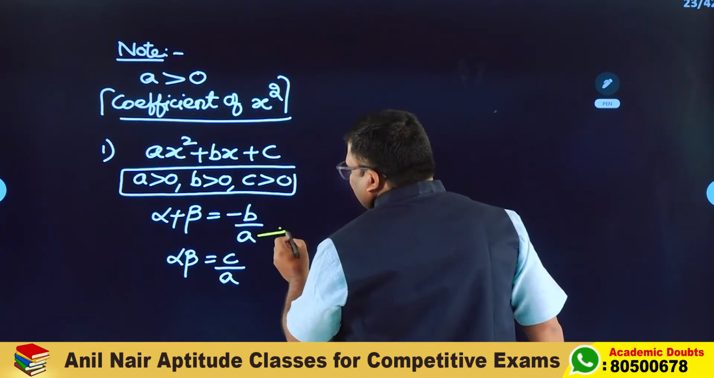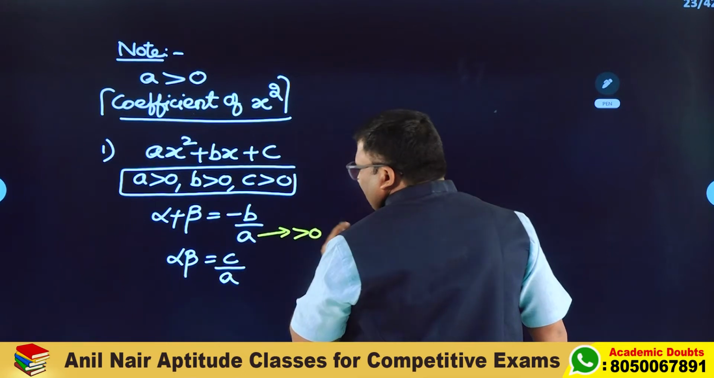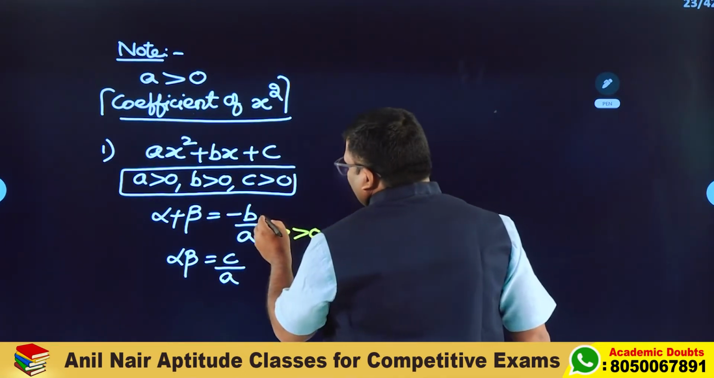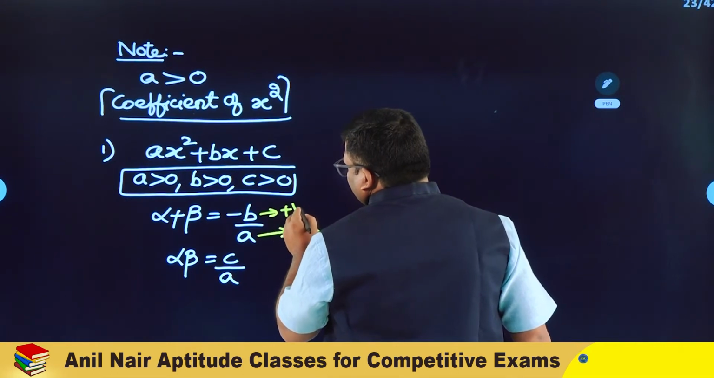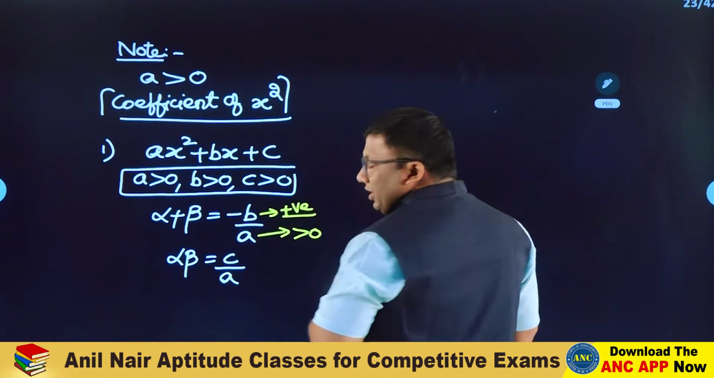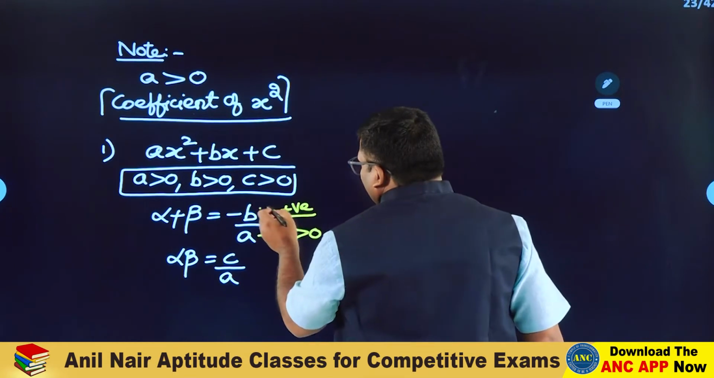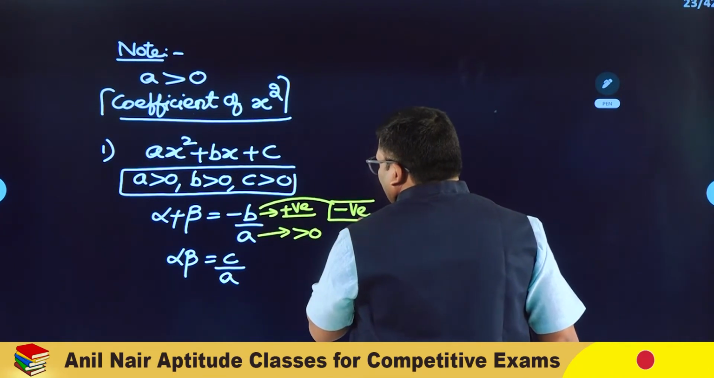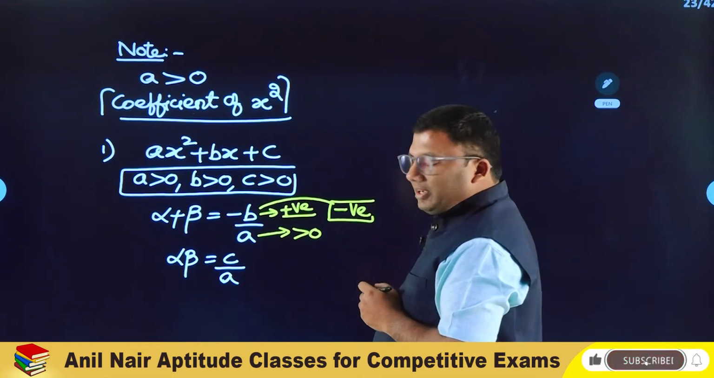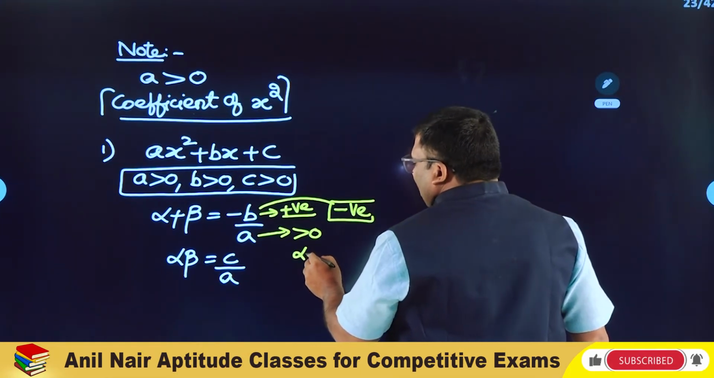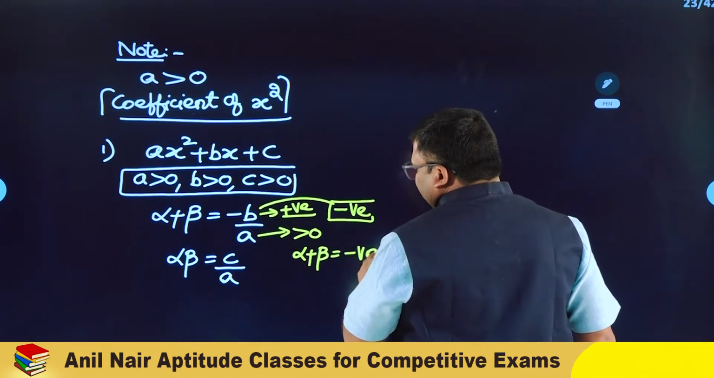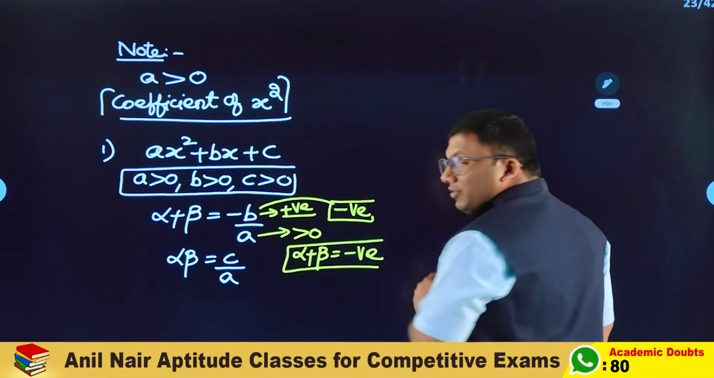A is greater than 0. B is positive. Negative by positive, it is negative. Alpha plus beta, it is negative. Are you all with me?